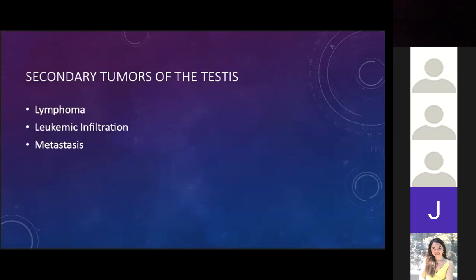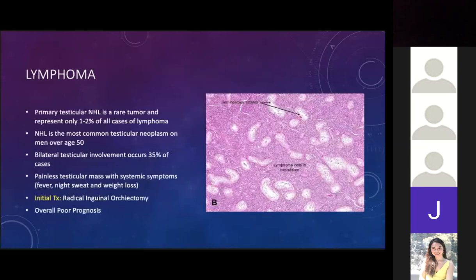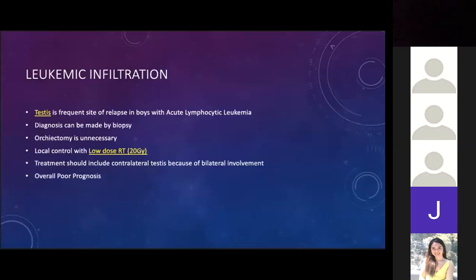Now we go on with our secondary tumors of the testis, which include your lymphoma, leukemic infiltration, and metastases. Our lymphoma, primary testicular non-Hodgkin lymphoma, is a rare tumor and represents only 1 to 2% of all cases of lymphoma. Non-Hodgkin lymphoma is the most common testicular neoplasm in men over age 50. And bilateral testicular involvement occurs in 35% of cases, usually presenting as a painless testicular mass with systemic symptoms of fever, night sweats, and weight loss. Initial treatment is radical inguinal orchiectomy, and overall, it has a poor prognosis.